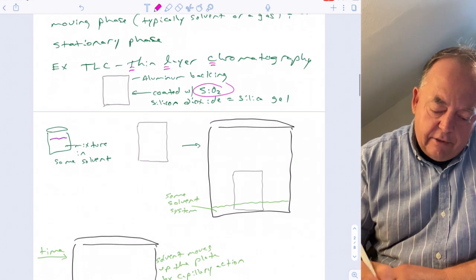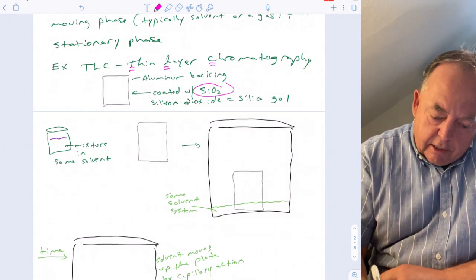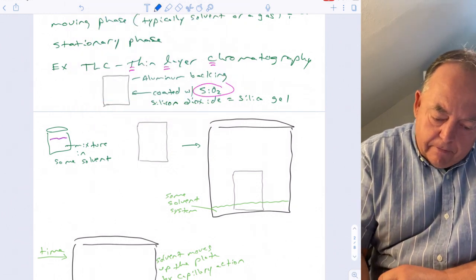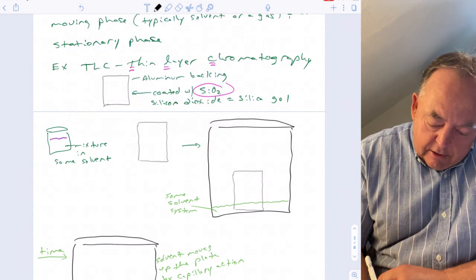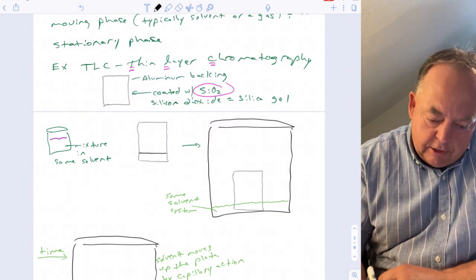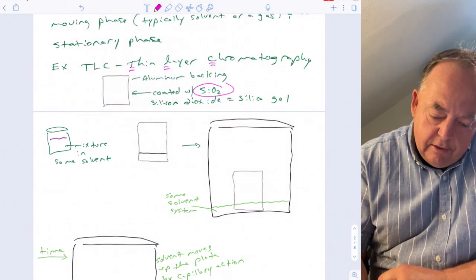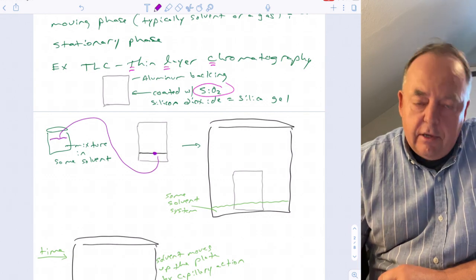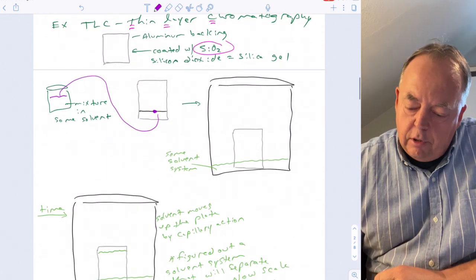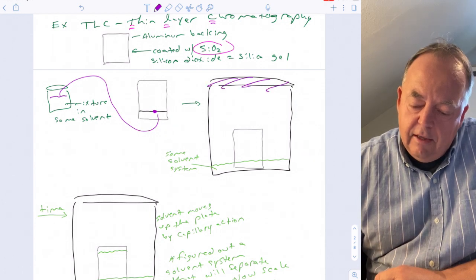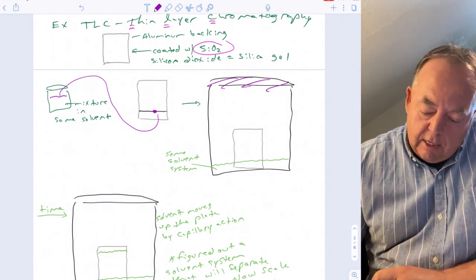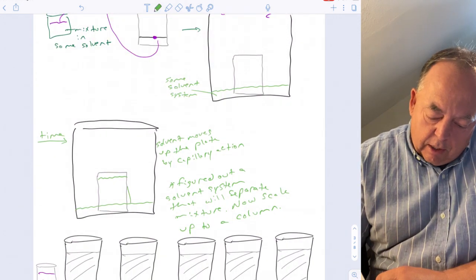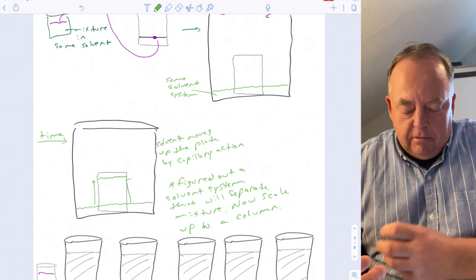As an example of how this basically works, you would take this TLC plate that's got this aluminum backing with silica gel coated on it, and you would draw a line with your pencil, and then you would take your mixture with a capillary and you would spot it, dab it onto that line. Then you would put it into a beaker, cover the beaker, and put some solvent in there. Over time, by capillary action, the solvent's going to go up the TLC plate and it's going to move compounds with it.